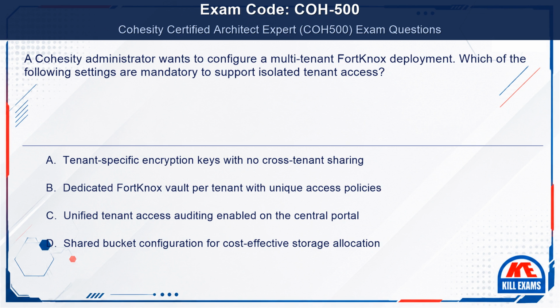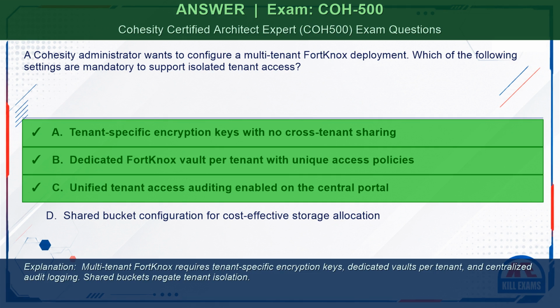Option C: unified tenant access auditing enabled on the central portal. Option D: shared bucket configuration for cost-effective storage allocation. The correct answers are option A and option B and option C.